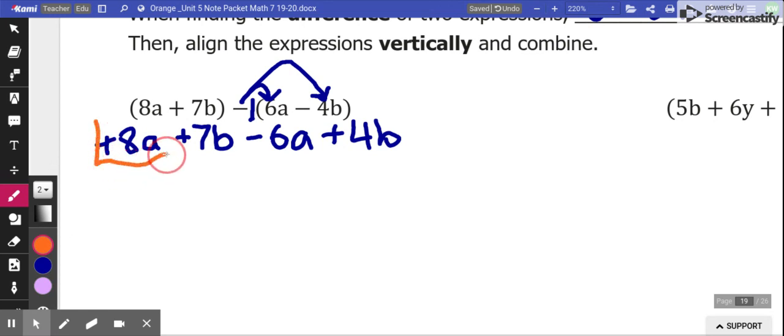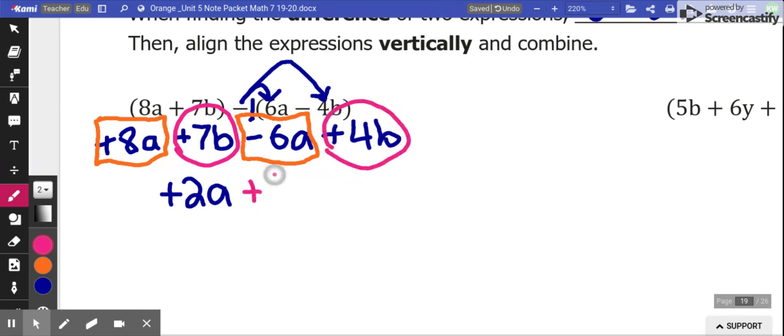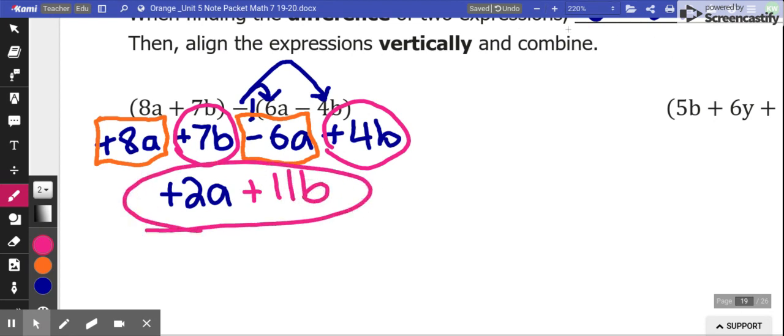So here, this is my positive 8a, and I'm going to combine it with a negative 6a. Do you see how I included the negative with the term? That's really important. So it's a positive 8a and a negative 6a. That would be a positive 2a. And then the terms that are left, I'm going to use circles here. I have a positive 7b and a positive 4b. That would be a positive 11b. There's my answer. All right, let's do another one.